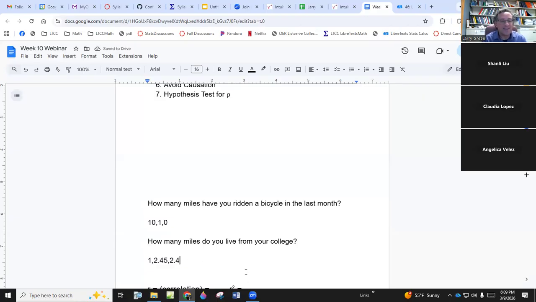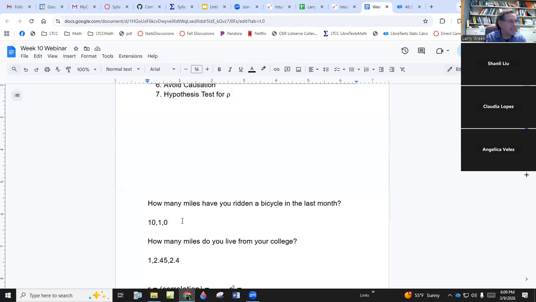And does it count riding on an exercise bike machine? Yeah, we'll let it count just for fun. And again, just guess. I mean, no one knows exactly. I don't know if it was exactly 10 miles for me. So how many miles have you ridden on a bicycle last month? And how many miles do you live from your college? Put them in the chat box.